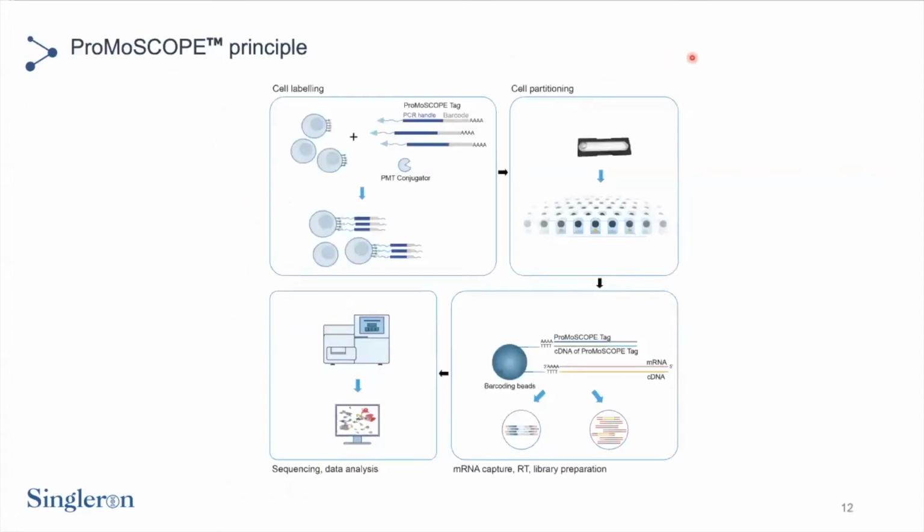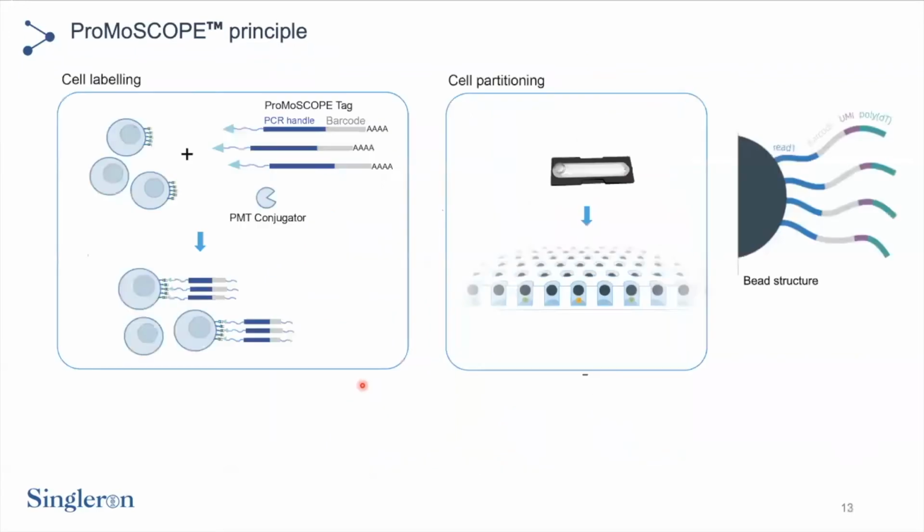So this is the workflow of ProMoSCOPE. It consists of 4 main steps. The first step is cell labeling, then cell partitioning, mRNA capture, reverse transcription and library preparation, and of course sequencing and data analysis. So I will go deeper into each step.